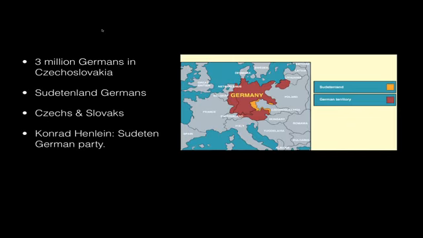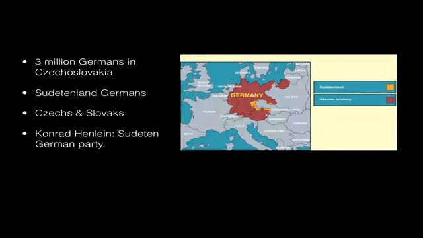It did have, let's have a look at the map actually first. If you look at the map here, you can see Germany in red and Czechoslovakia to the east of Germany. Now the majority population of Czechoslovakia was Czechs and Slovaks, but there were 3 million German speakers living in Czechoslovakia in the western part here, next to the borders of Germany. These were called the Sudeten Germans.